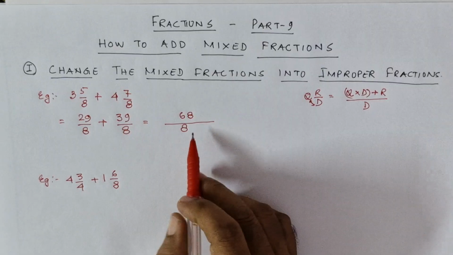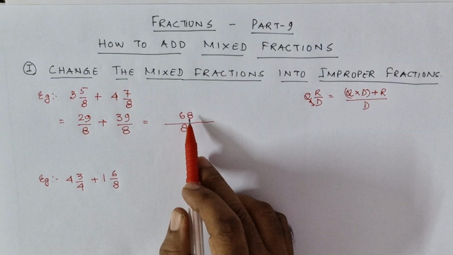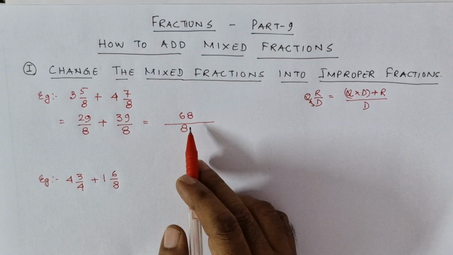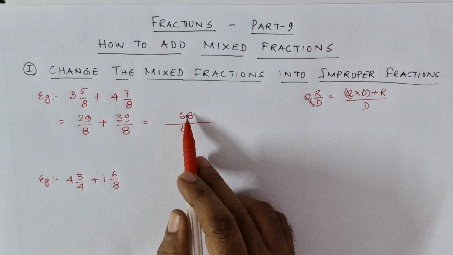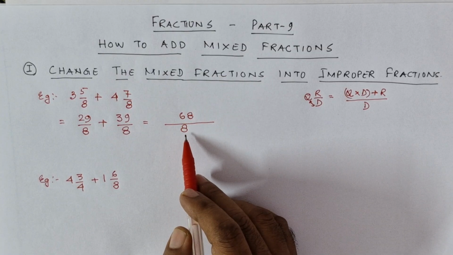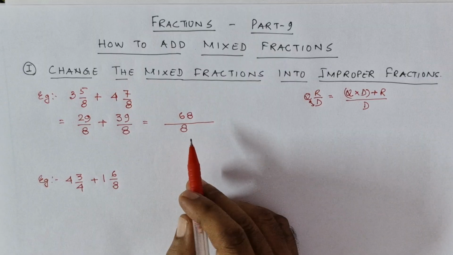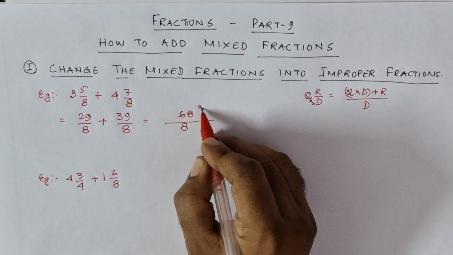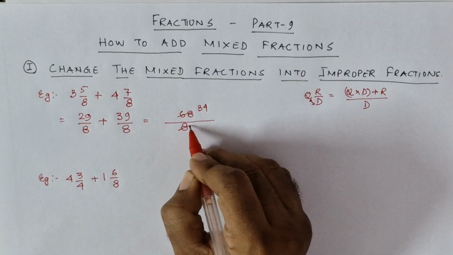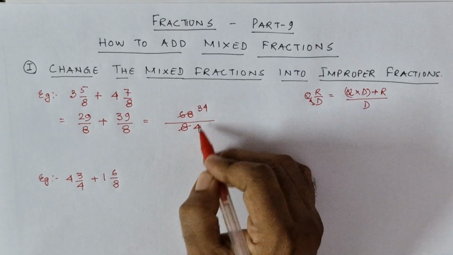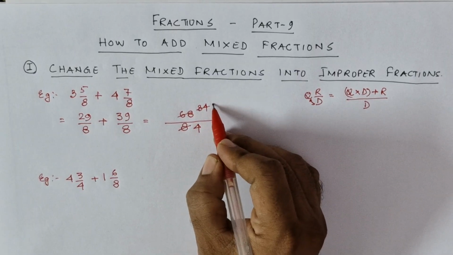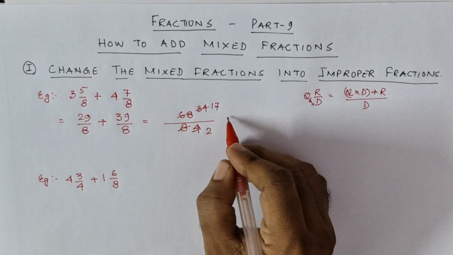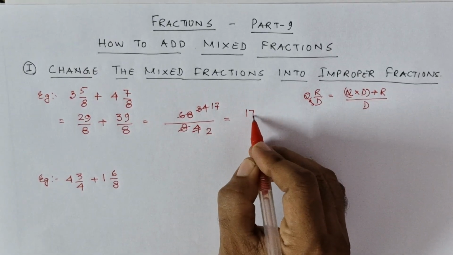Got it? Now if there is an issue of simplifying it, you need to simplify. There are common factors between the numerator and denominator, so go ahead and simplify it. Let's divide this by 2. 2 3s are 6, 2 4s are 8. Again it will be divided by 2, so this will be 17 and this will be 2. So the answer is 17 by 2.